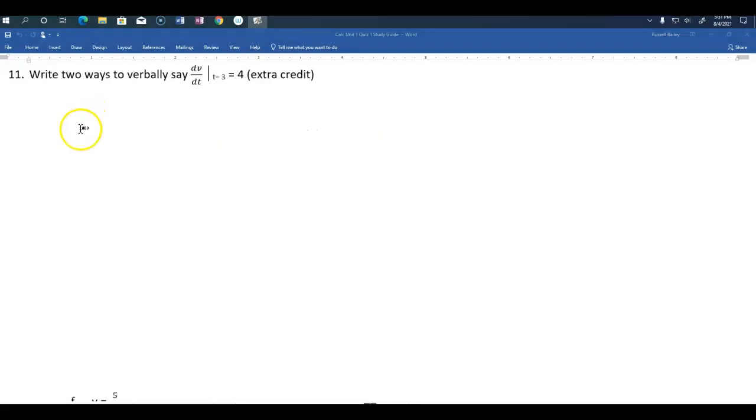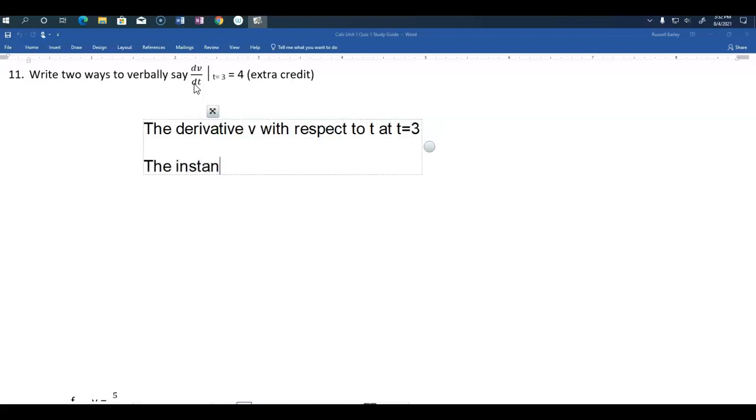So this problem is actually very similar to the last one. You would say the same two things. So one way you could say this, you could say the derivative of v with respect to t at t equals 3. Or you could say the instantaneous rate of change of v at t equals 3.